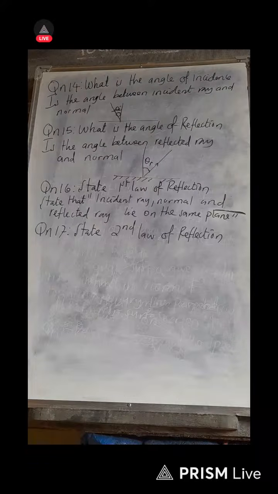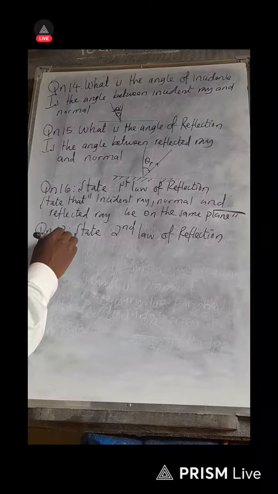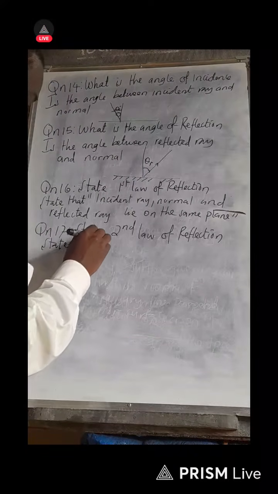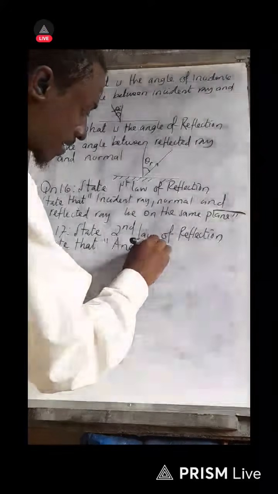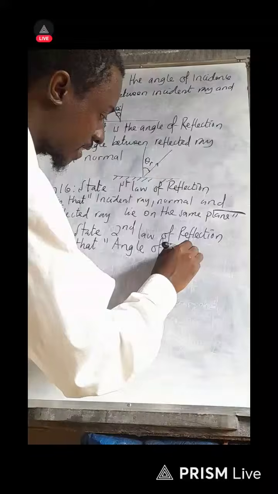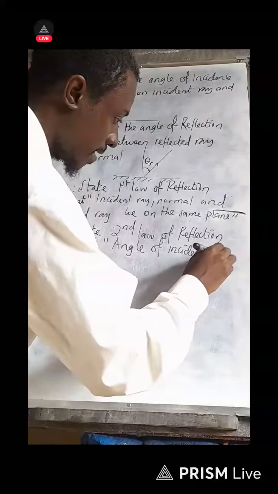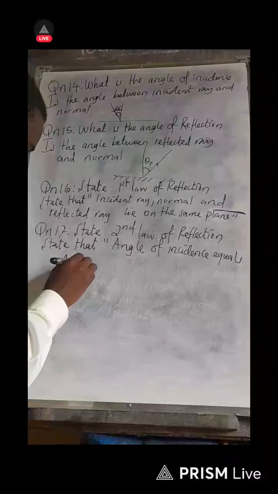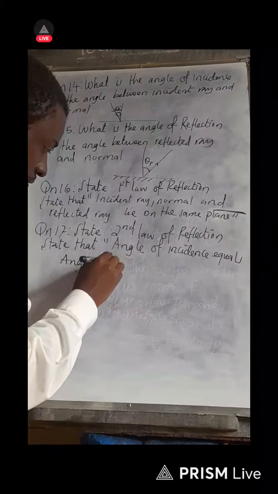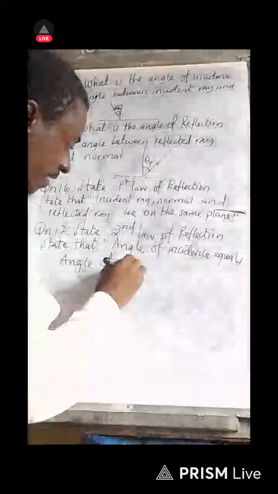The correct answer on how to state the second law of reflection: this law states that the angle of incidence equals the angle of reflection.